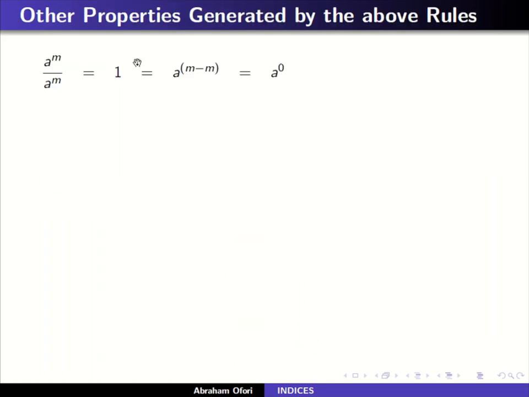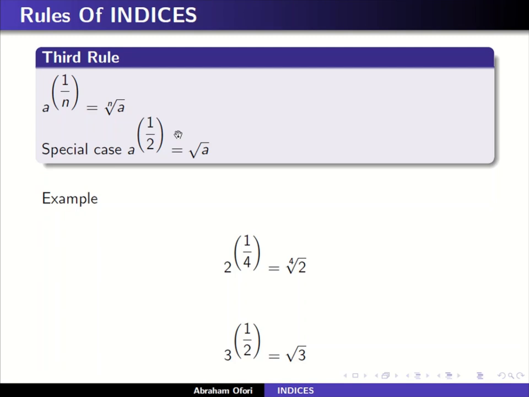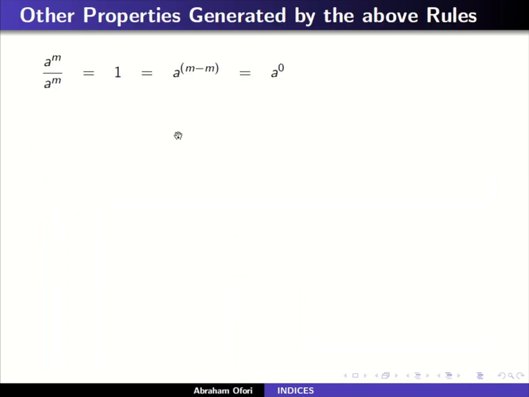Now we have some other properties, so you should know that we have only 3 rules in indices, but we have some other properties that are generated from the rules. Look at this. The quotient rule is saying that if I have a to the power m over a to the power m, then I can subtract them, right? Okay. If I have a to the power m over a to the power m, what does this tell us?